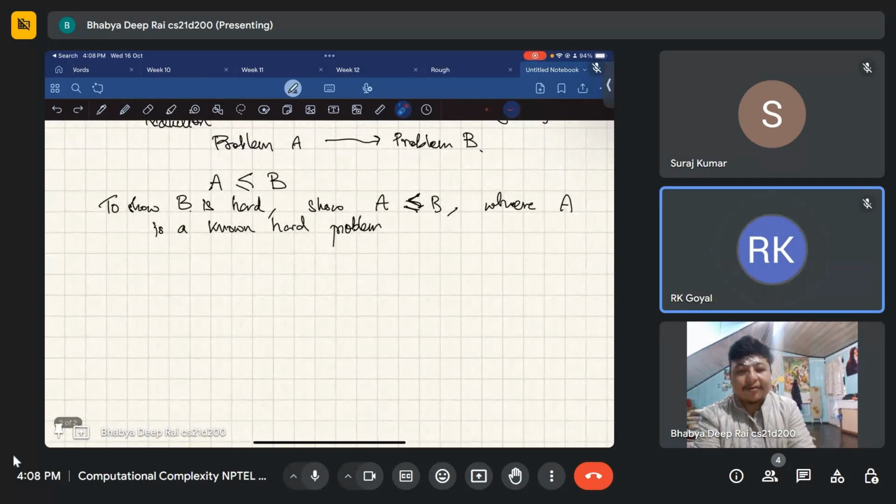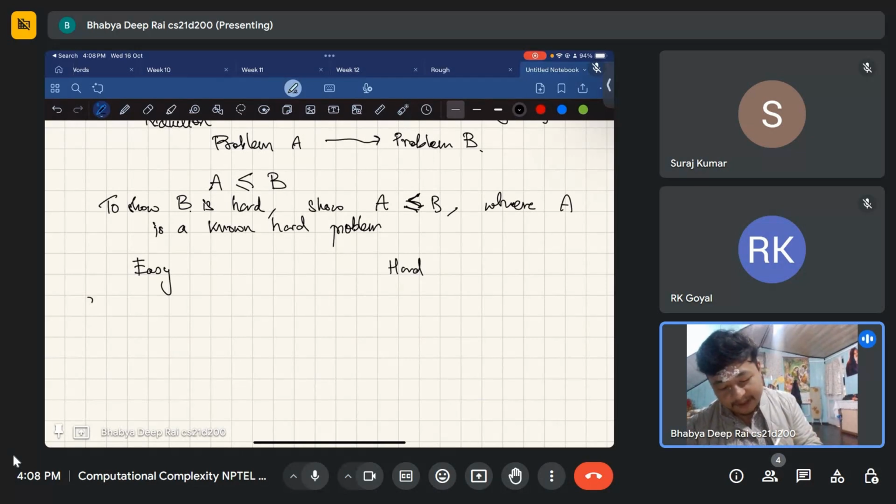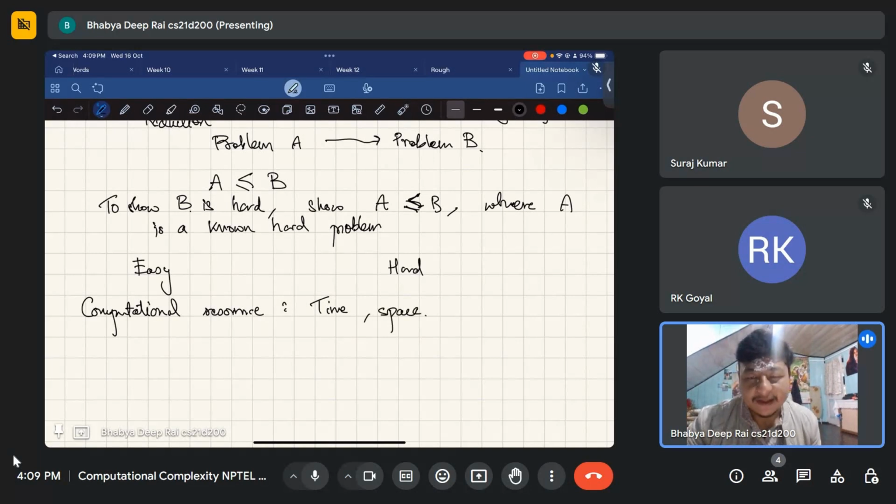That is the general notion of hardness, and we've seen this in computability theory also. But we are talking about complexity theory now, and the notions of hardness still work here. So what do we define as easy, and what is hard? Now we have a notion of computational resources, and the most popular ones are time and space, space meaning the memory taken by the program.